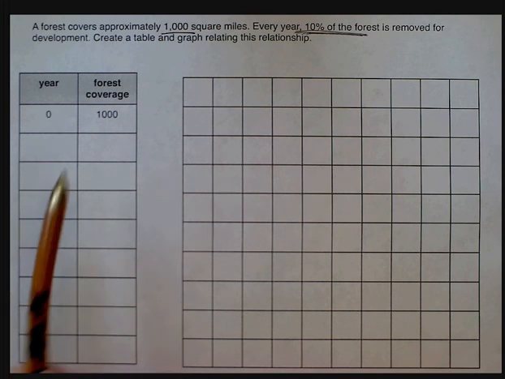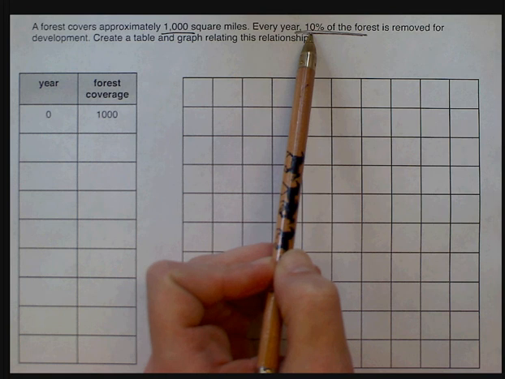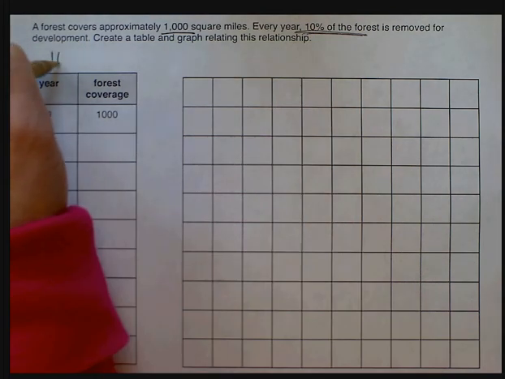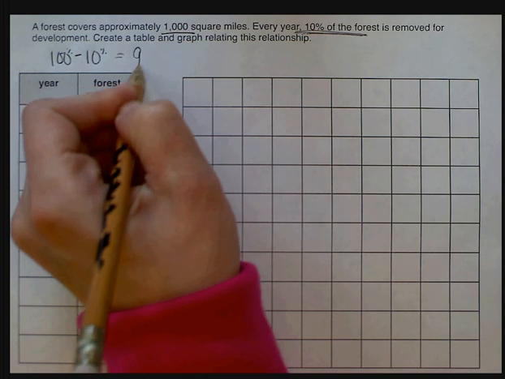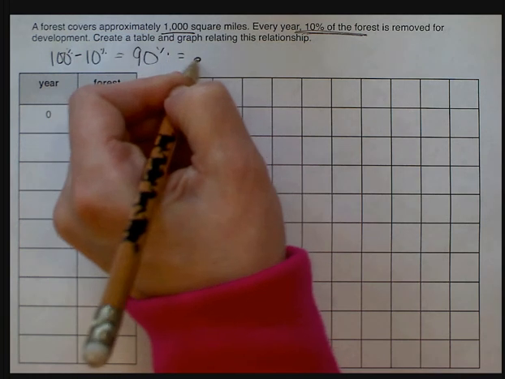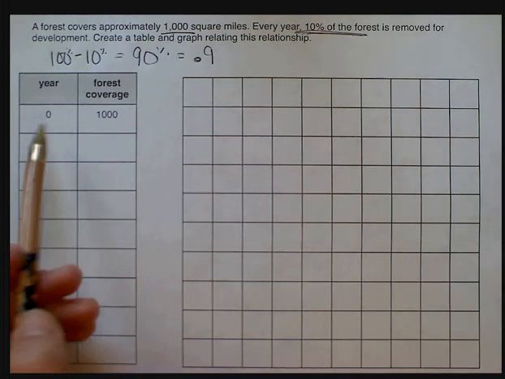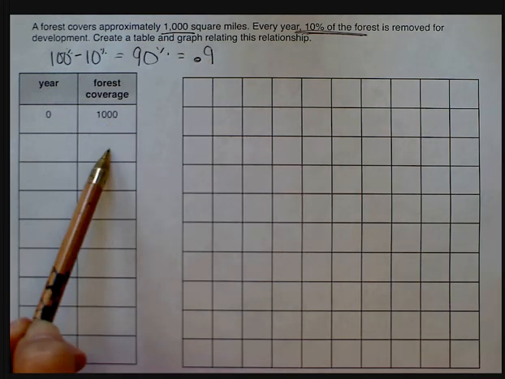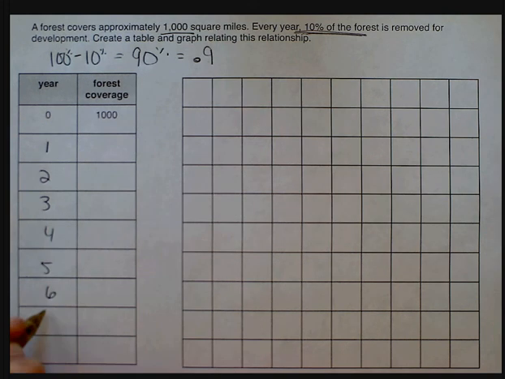When we continue our table, we can't use our decay rate, we have to use our decay factor. To do that, we're going to say how much of the forest is left after this 10% goes away. So if I take 100 minus 10%, that leaves me with 90% of the forest each year. But we don't multiply by percent, so we have to change that percent to a decimal, so our decay factor will be 0.9. That means every year we're going to multiply by 0.9 to get how much forest we have left. So at year 1, 2, 3, 4, 5, 6, 7, 8, we're going to go up to 8 years.